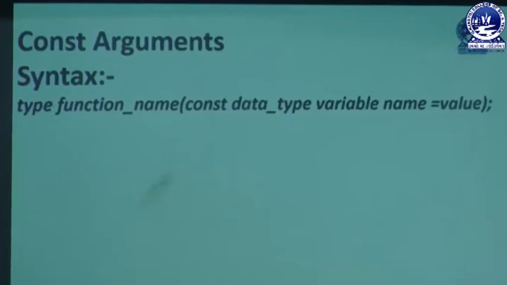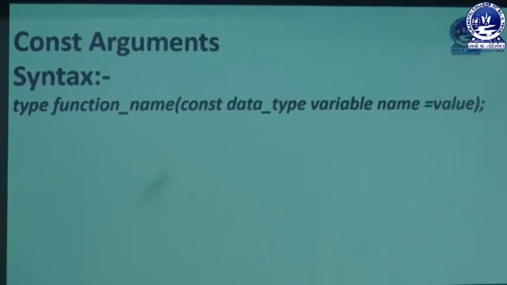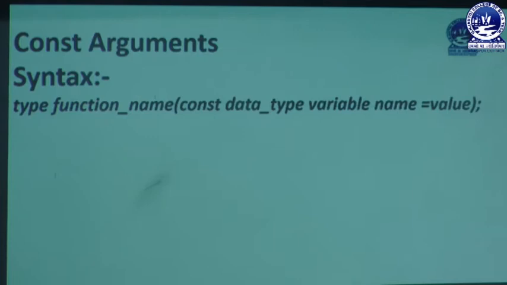Now here I want to show you the syntax of declaring or using a constant argument: type, function name, const, data type, variable name equal to value. Here I am using const, which represents the constant keyword. The type represents the return type, function name you may use any name, and inside the brackets we have used one syntax only: const, data type, variable name equal to value.